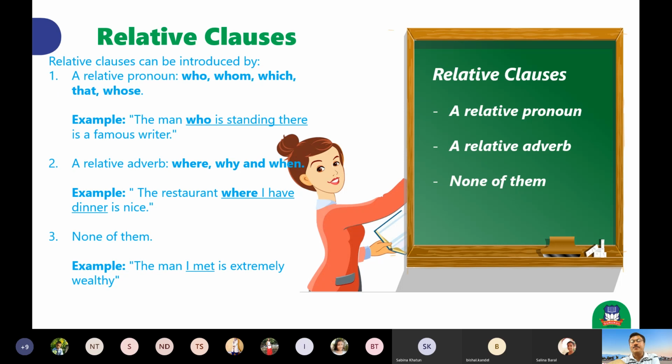So sometimes, with omission, without a relative pronoun also the relative clauses sometimes form. Okay. So did you take this with the examples? Relative clauses are relative pronoun, adverb, and none of them. Yes, sir. Okay. Good.